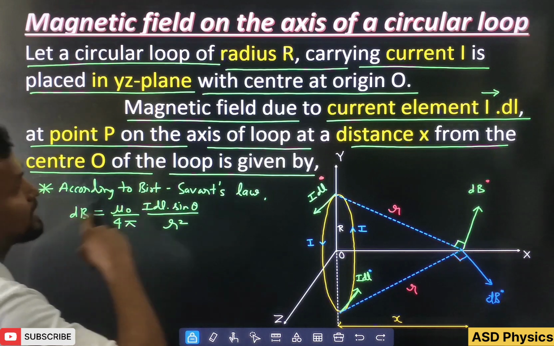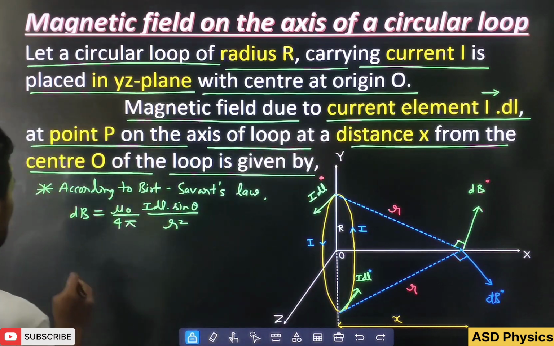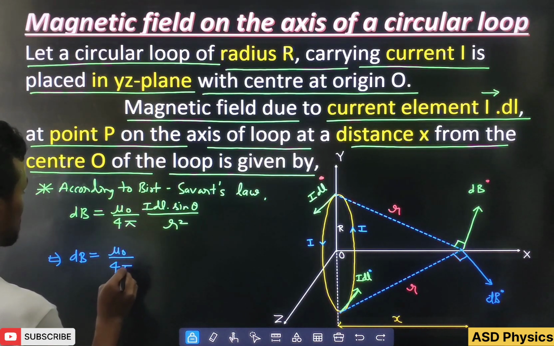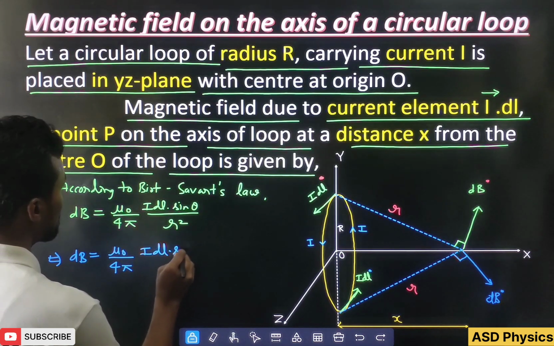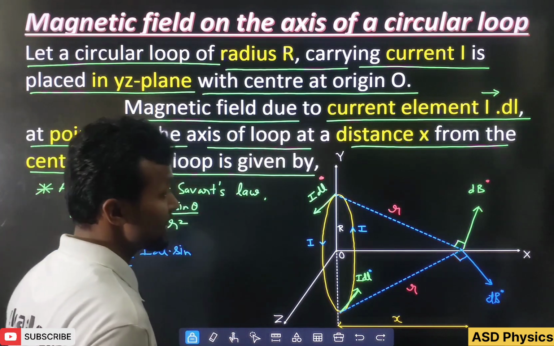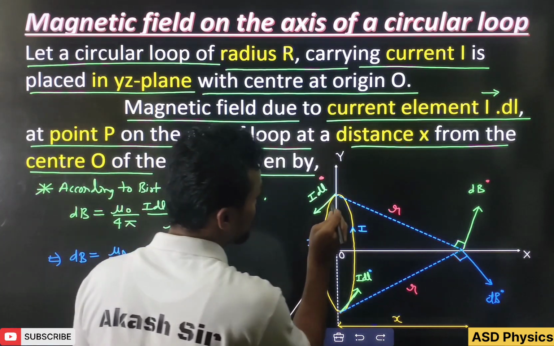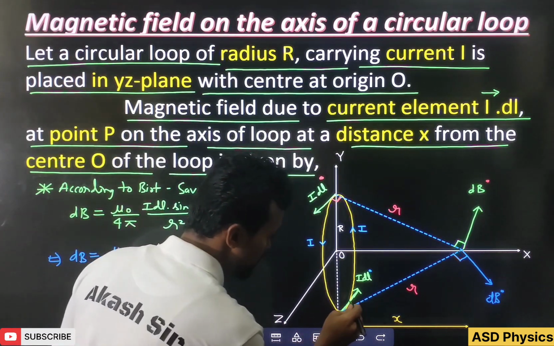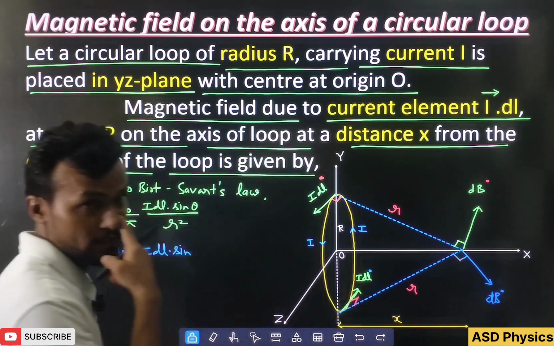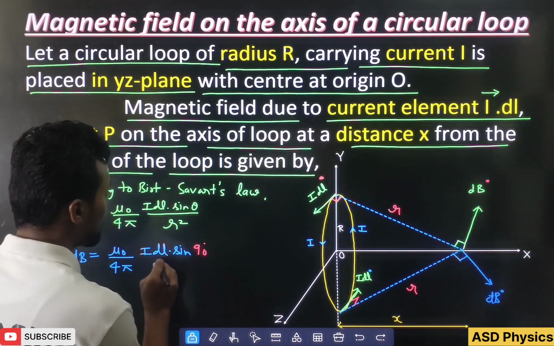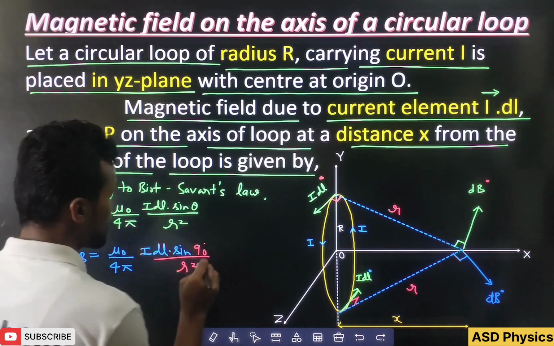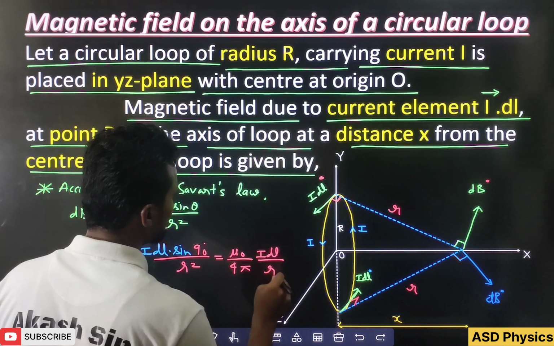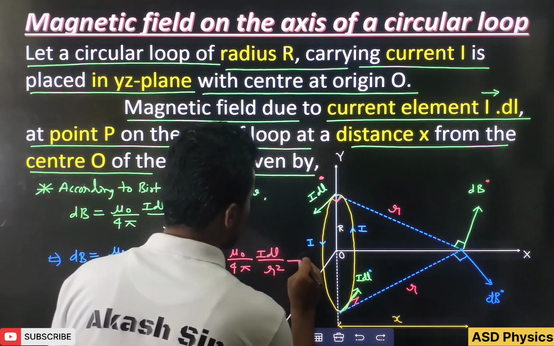So if I write here the magnetic field due to the current element, what is the magnetic field formula? See, this dB equals mu naught by 4 pi, I dl sine theta, sine how much? 90 degree here. Whenever we have to write the 90 degree, we represent it like this. So I dl sine 90 degree by r square, and sine 90 is 1 only. So we can write dB equals mu naught by 4 pi, I dl by r square. Kindly make it equation 1.